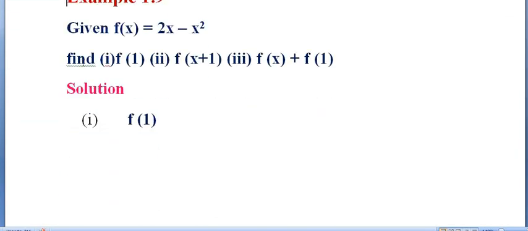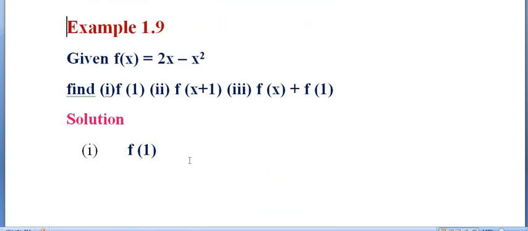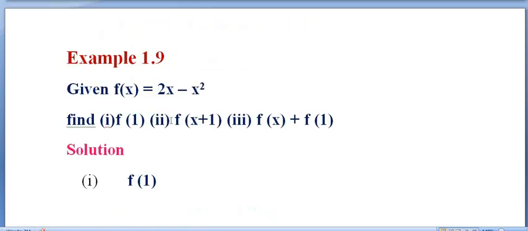Example 1.9 we are going to see. Given f of x equal to 2x minus x square, find f of 1, f of x plus 1 and f of x plus 1. So now we are going to do this problem. Let us listen. f of 1. How to do this problem, f of 1? Instead of f of x, we have to write f of 1.